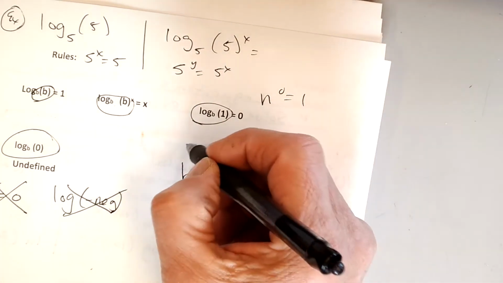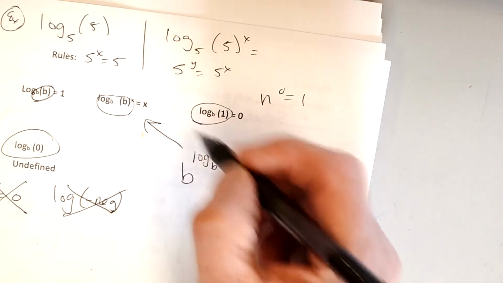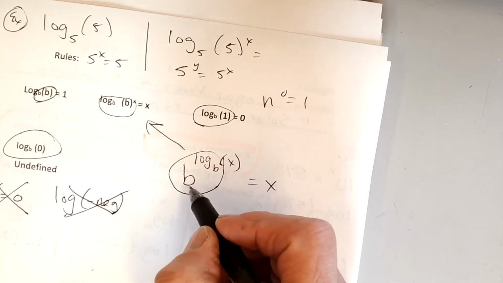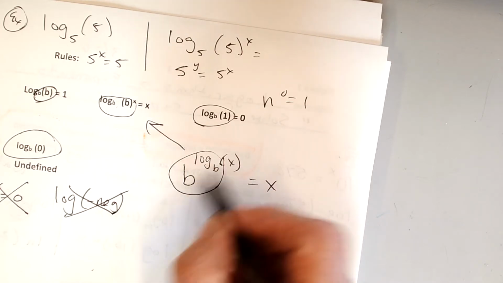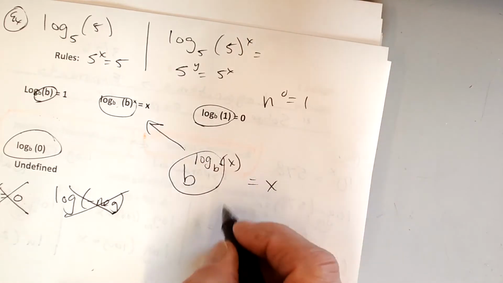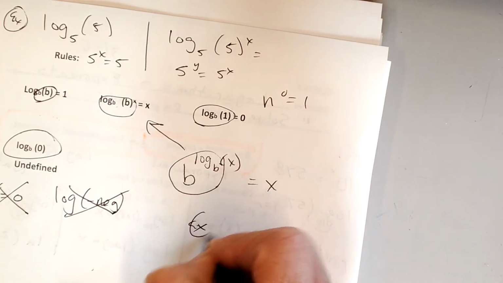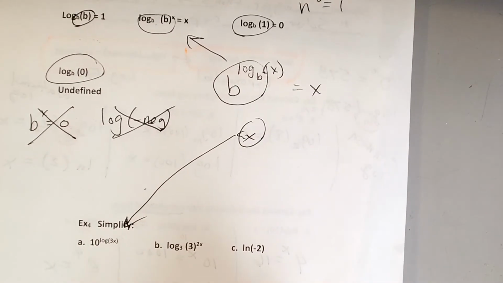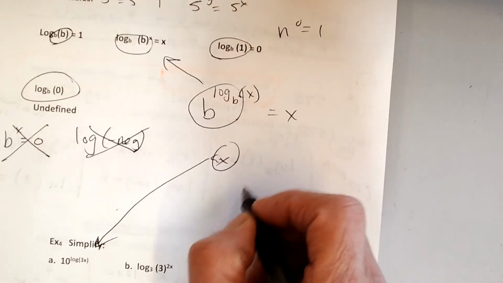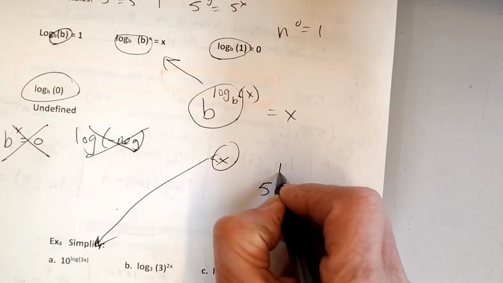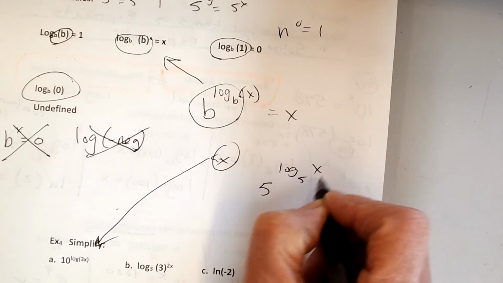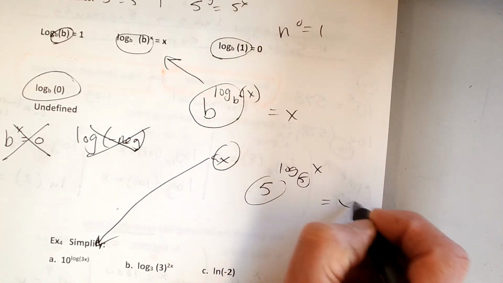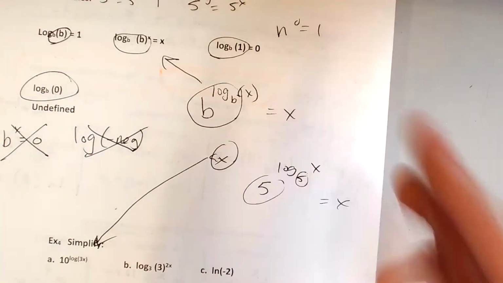And this is very similar to the rule up here, except it's written the other way. If these are the same two numbers, if you have an exponent b to the log base b of x, they cancel each other out and it just equals x. So an example of that might be, like that one right there. If you had 5 to the log base 5 of x, because these are the same, they in a sense cancel each other out. You're just left with x, because it's like 5 to the x equals 5 to the x. Okay?